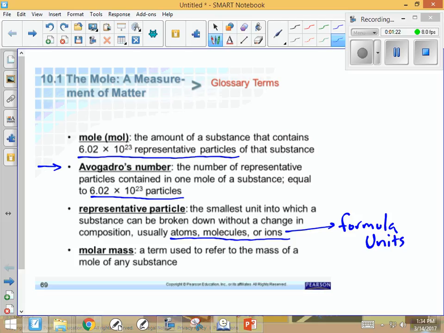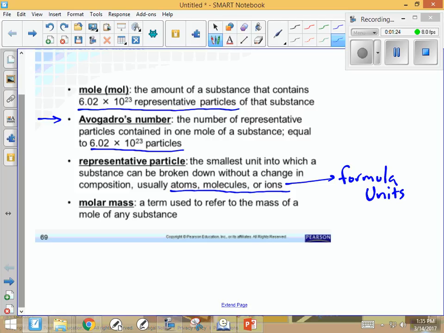And when we're talking about formula units, let me just expand on that. For instance, if we had the ionic compound sodium chloride, we know that's an ionic compound that doesn't really form a molecule. It forms a formula unit, and that would be the representative particle for ionic compounds.